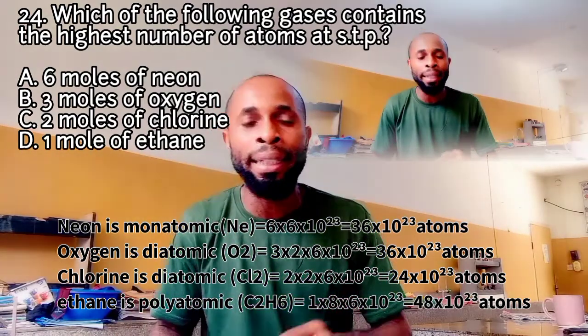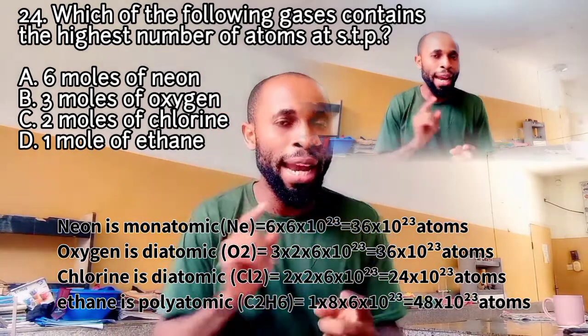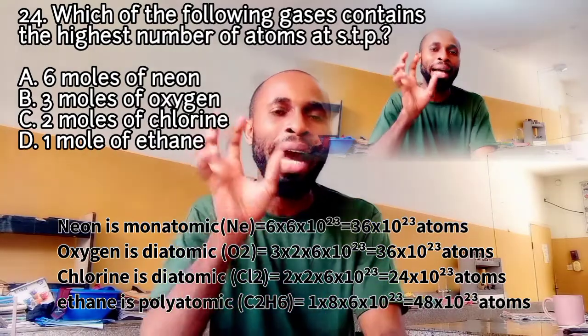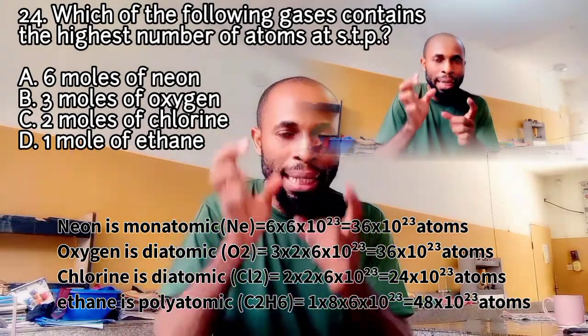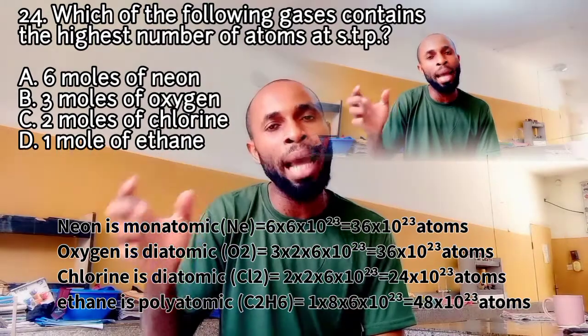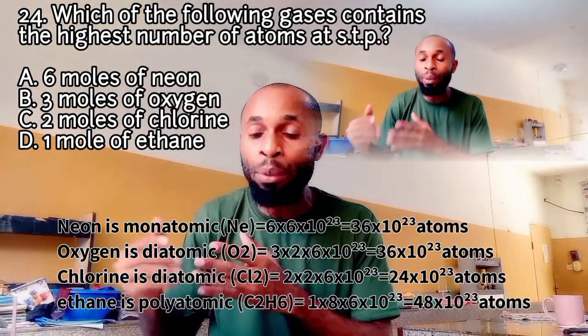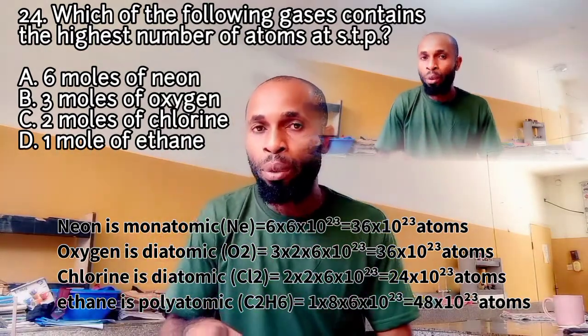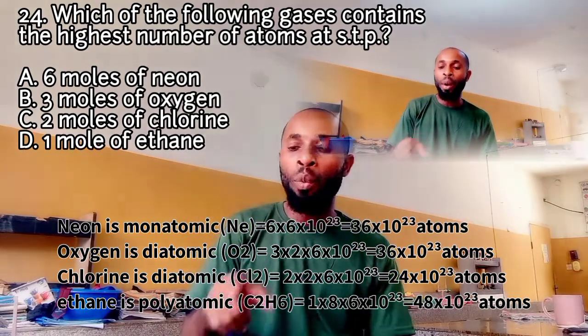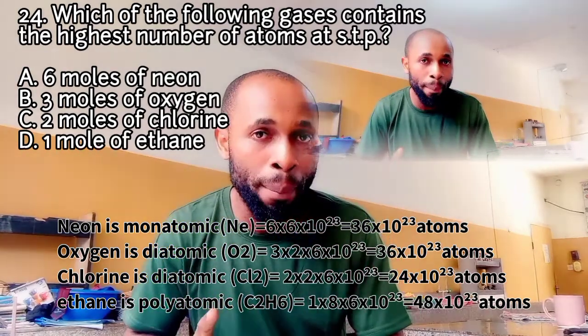But if you look at ethane, ethane is C2H6. We are having 8 atoms there. That 8 multiplying 6.023 times 10 to the power 23 shows that we have a larger number of atoms. We have more atoms in 1 mole of ethane than in any of them.